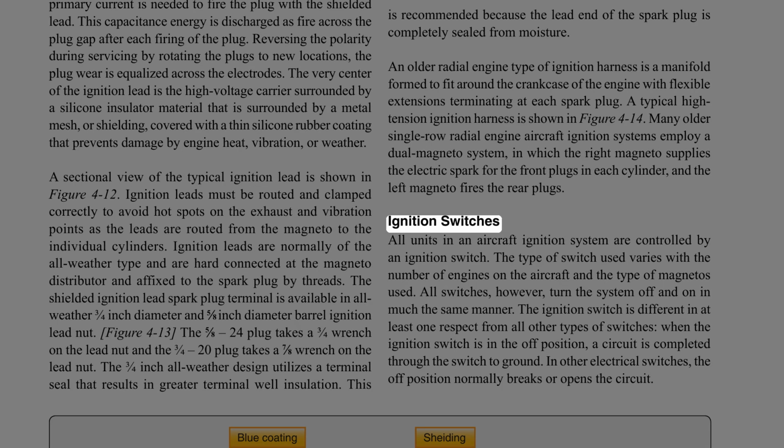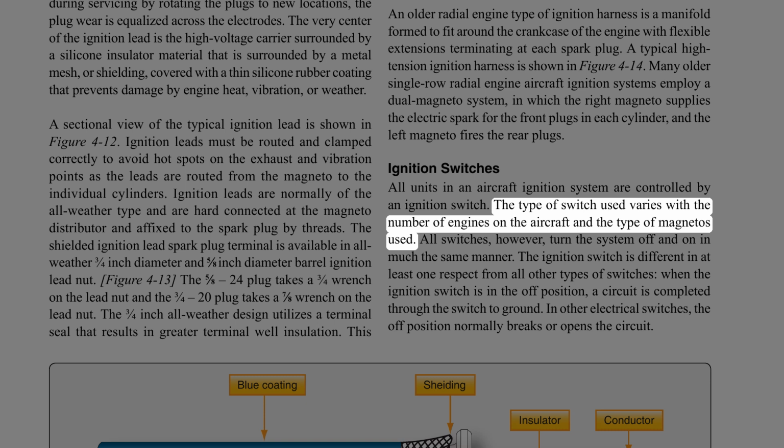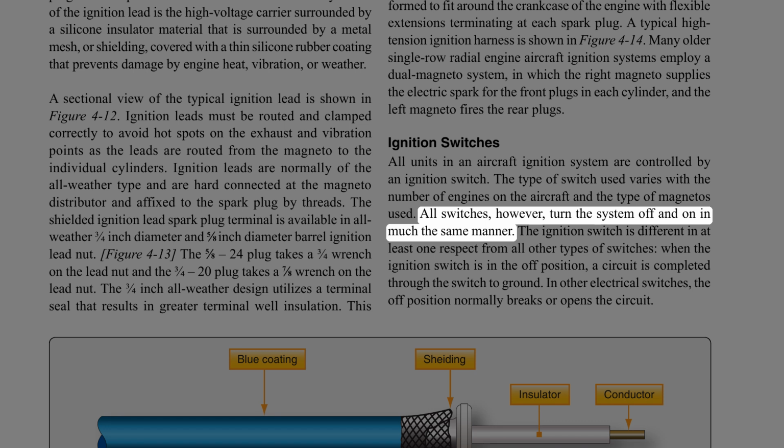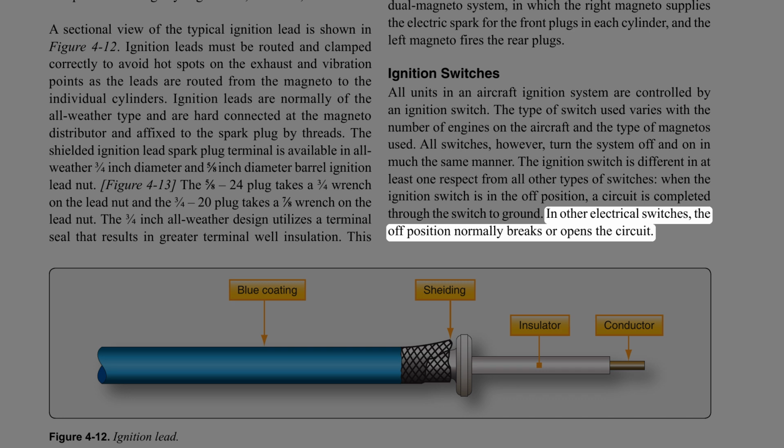Ignition switches. All units in an aircraft ignition system are controlled by an ignition switch. The type of switch used varies with the number of engines on the aircraft and the type of magnetos used. All switches, however, turn the system off and on in much the same manner. The ignition switch is different in at least one respect from all other types of switches. When the ignition switch is in the off position, a circuit is completed through the switch to ground. In other electrical switches, the off position normally breaks or opens the circuit.